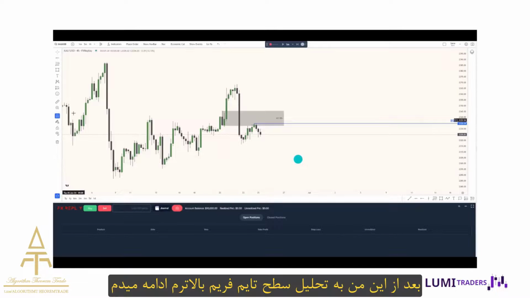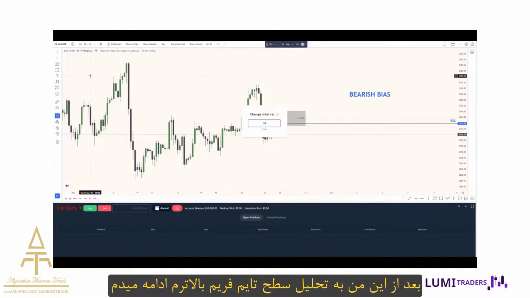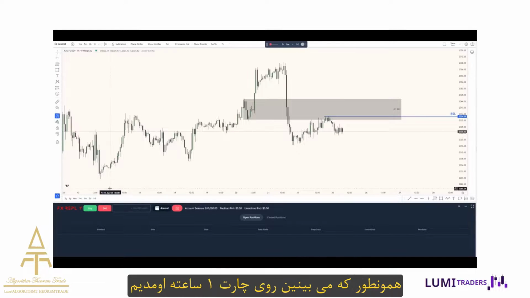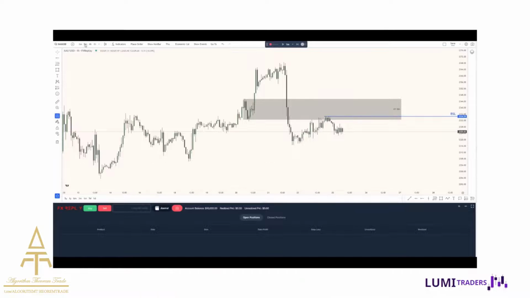So after this, I continue analyzing high time frame levels, where the market can go. As you can see, I switch to the 1 hour chart.